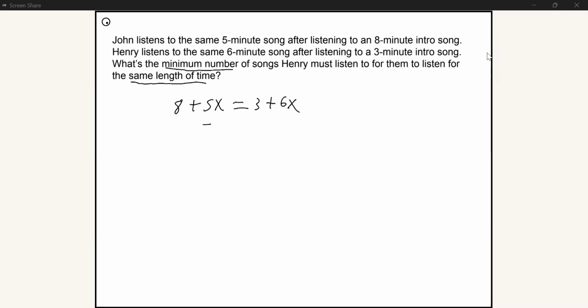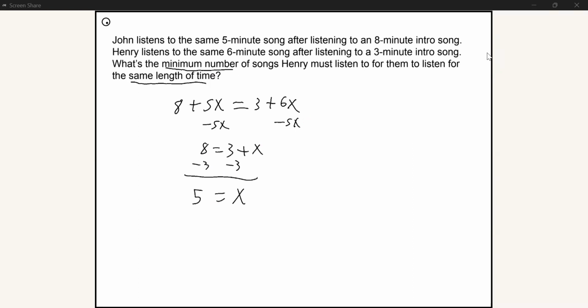And then from here, it's just simple solving. We're going to subtract 5x, and then we're going to get 8 equals 3 plus x. And then we're going to subtract 3, and we're going to get x equals 5. So x equals 5.